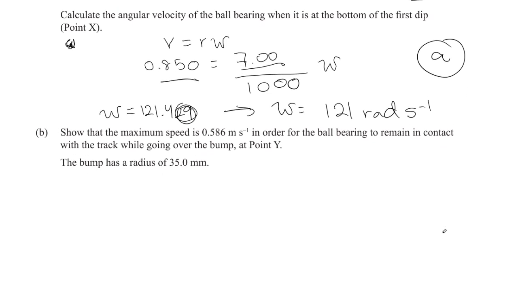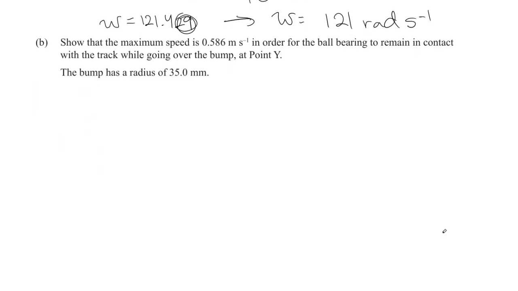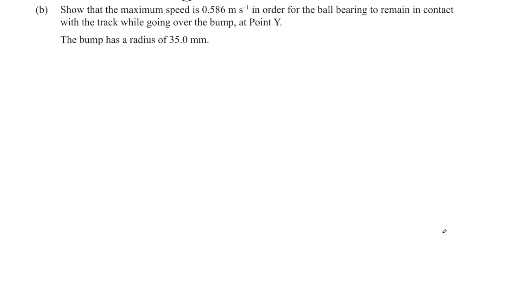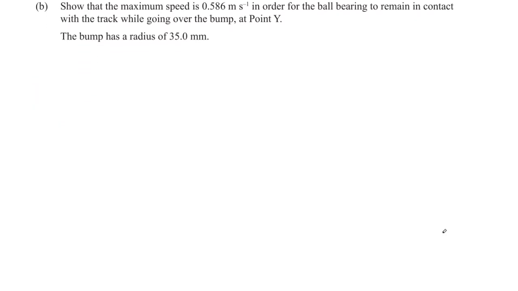Now we're going to do part B. So we're going to show that the maximum speed is 0.586 meters per second in order for the ball bearing to remain in contact with the track while going over the bump at point Y. Now point Y, I'm going to draw the track again, but basically this is point X and this is point Y. Y is at the very top.